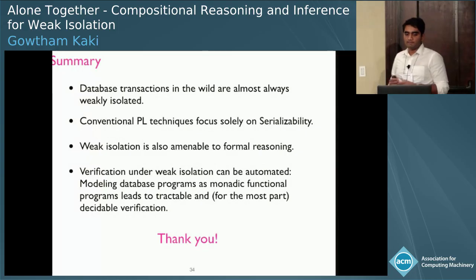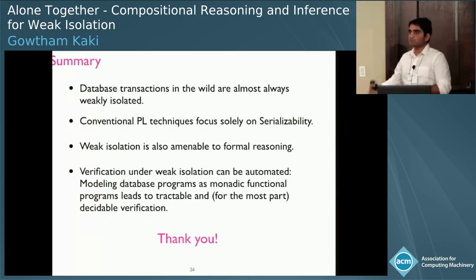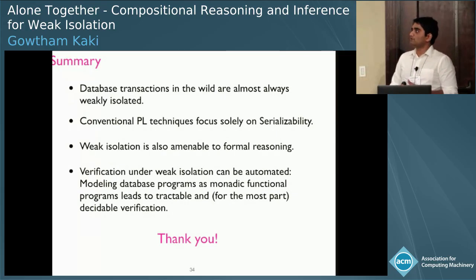In summary, database transactions in the wild are almost always weakly isolated. We in the PL community tend to think of serializability as the means of reasoning about database transactions, but that's not really the case in the wild. Conventional PL techniques focus solely on serializability, but we observe that weak isolation can be put on the same formal footing as serializability. It is also amenable to formal reasoning.